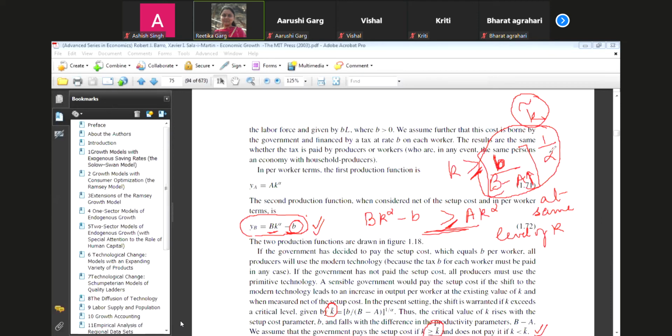Any clarification you want? Ma'am, please can you repeat the B minus A case, when it's high? Okay, so k tilde is low if small b is low, that's one case, and the second case is when B minus A is high. When I say B minus A is high, I mean that the difference between technology B and technology A is high, which means that the modern technology is far more productive compared to the old technology which is in place.